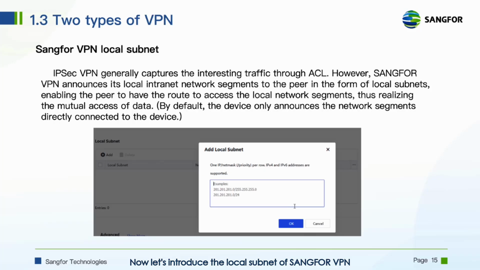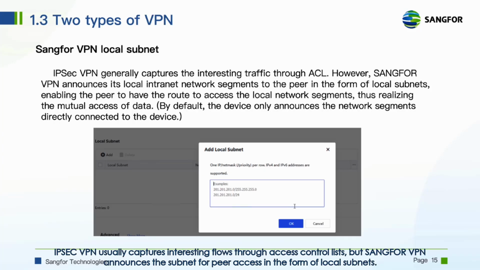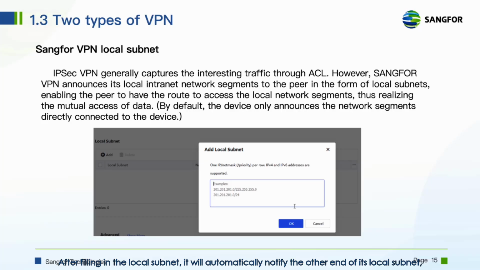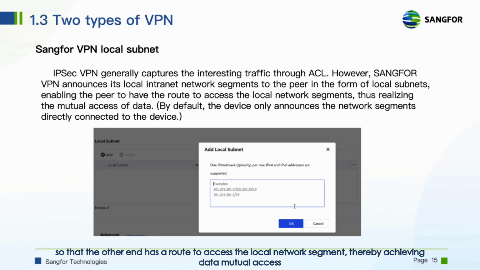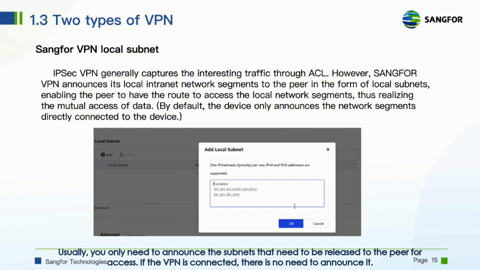Now, let's introduce the local subnet of Sangfor VPN. IPSec VPN usually captures interesting flows through access control lists, but Sangfor VPN announces the subnet for peer access in the form of local subnets. After filling in the local subnet, it will automatically notify the other end of its local subnet, so that the other end has a route to access the local network segment, thereby achieving data mutual access. Usually, you only need to announce the subnets that need to be released to the peer for access. If the VPN is connected, there is no need to announce it.